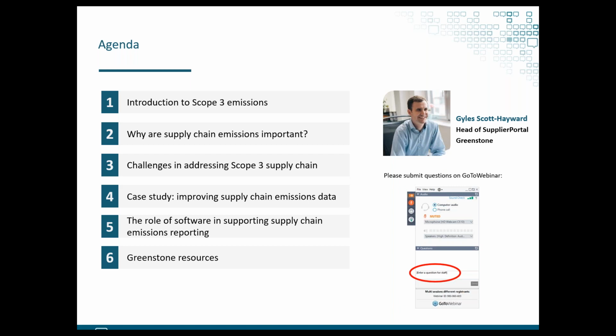So today, we'll have a brief look at Scope 3 emissions more widely, why Scope 3 supply chain emissions are of particular importance, and what challenges are involved in addressing these emissions. We'll then look at a client case study and the steps being taken to move from high-level supply chain GHG estimation towards better quality primary data.